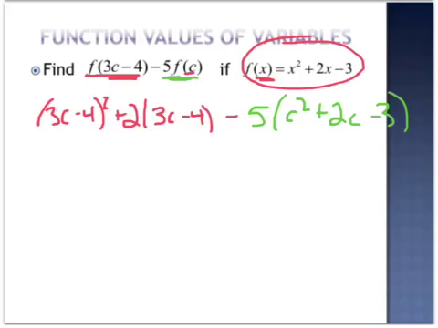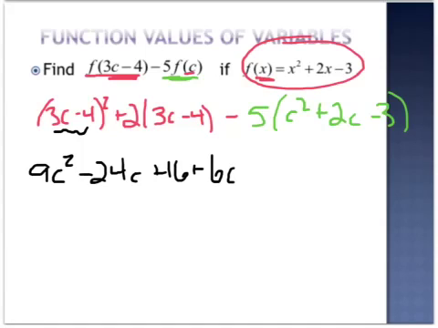I'll put this in black now. That's going to be 9c squared minus 24c plus 16. That's a little shortcut doing this piece right here. And then it will be plus, what is that, a 6c and minus 8. And now I'm going to distribute my negative 5.